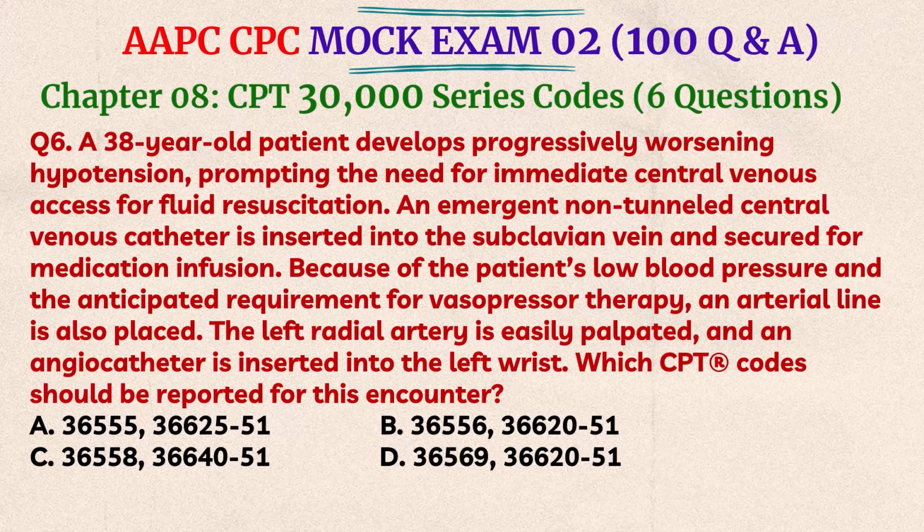So there are 4 answers available. Take your CPT code book and find the answer. Here you have to highlight: an emergent non-tunneled central venous catheter is inserted into the subclavian vein. That is the first procedure. The second procedure is an angiocatheter inserted into the left wrist. So there are 2 procedures. When you look at the answers, the first codes are adjacent codes for all 4 answers. The second choice is also an adjacent code. So let's check the first code of each answer.